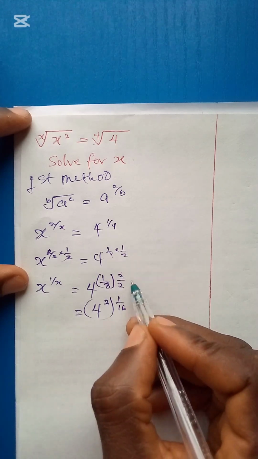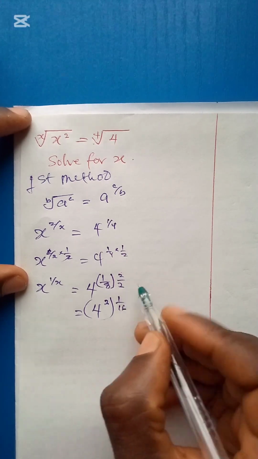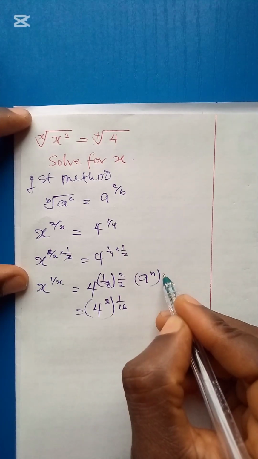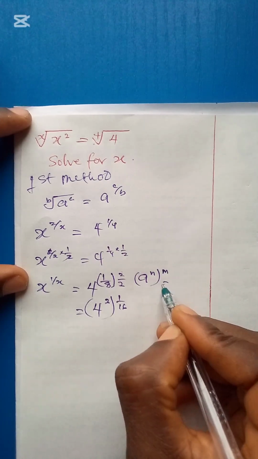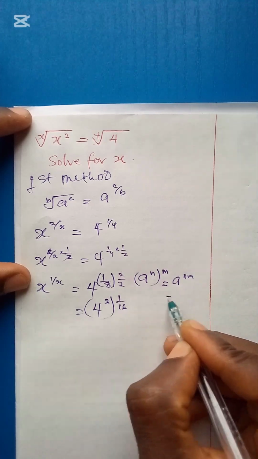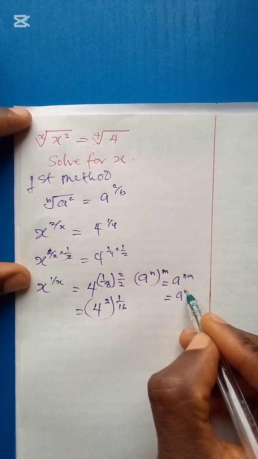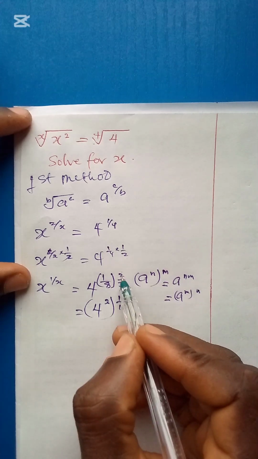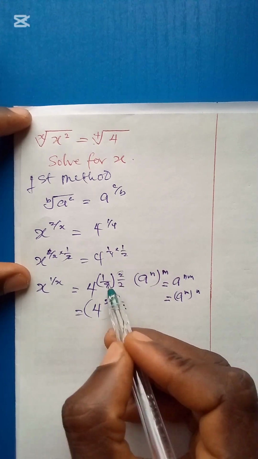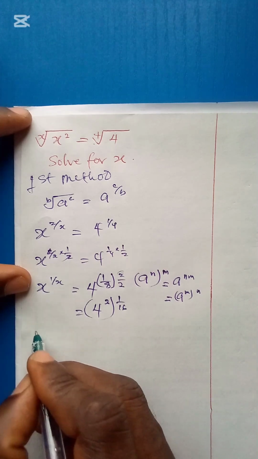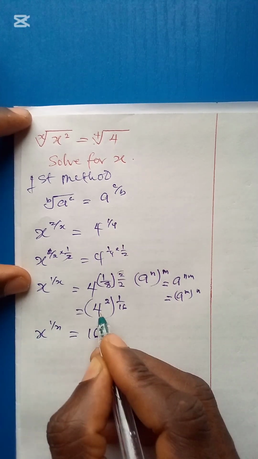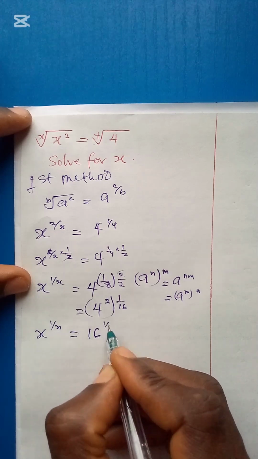Good. The property of indices I applied here is this: if I have a raised to power n multiplying raised to power m, it is the same thing as a raised to power nm, or the same thing as a raised to power m bracket n. More like the powers. This power here is moved inside and used to multiply this. So I have x raised to power 1 over x is equal to 16, because 4 to the power 2 is 16, raised to power 1 over 16.